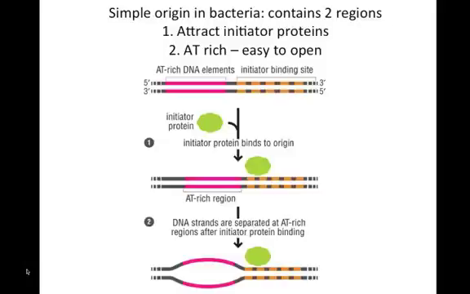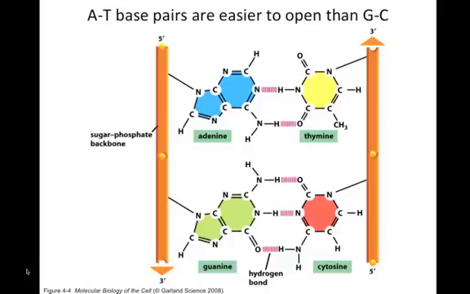So this origin is really simple. It has 2 major regions, right? This initiator binding site that attracts the initiator proteins, and this AT-rich region, which is easy to open. Why do I say it's easy to open? Does anyone remember why AT-rich is easier to open? Yeah. Less hydrogen bonds. Less hydrogen bonds, absolutely, right.